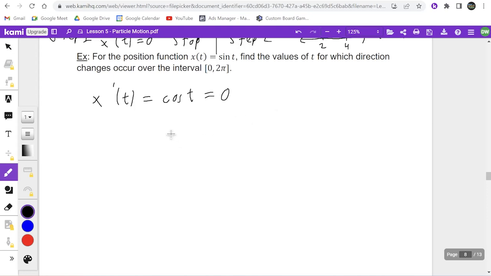You have to figure out where on the unit circle cosine is at 0, and those points would be at pi over 2 and 3 pi over 2. Yes. And because there's a period, it's going to be every pi after it. Yes. Okay, you're exactly right.